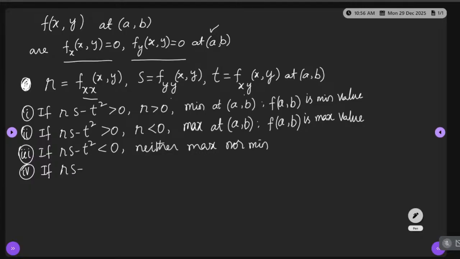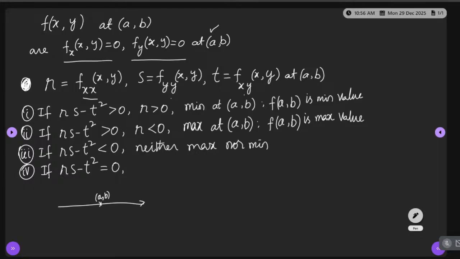If Rs minus t square equal to 0, then further investigation is required. What is that investigation? This is the direction. Here is a point.